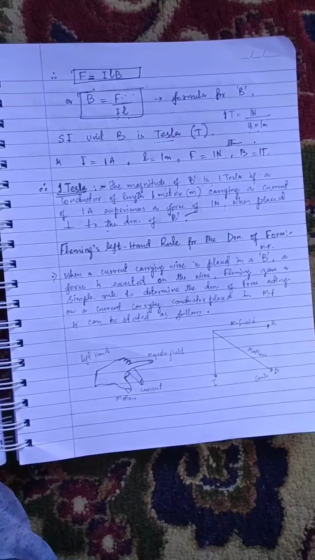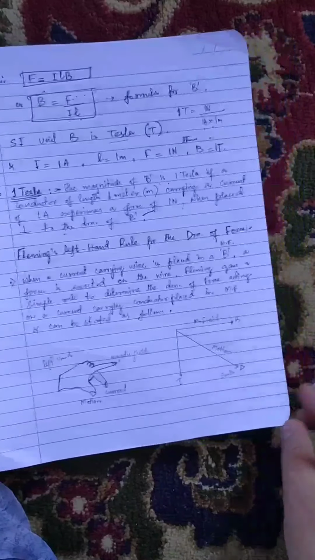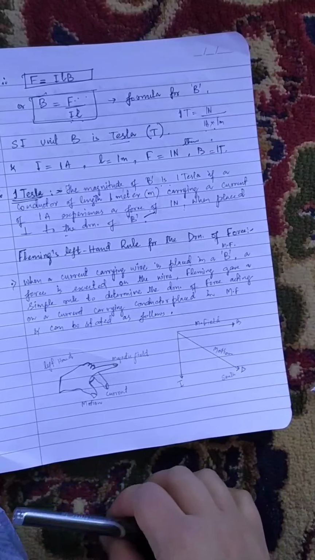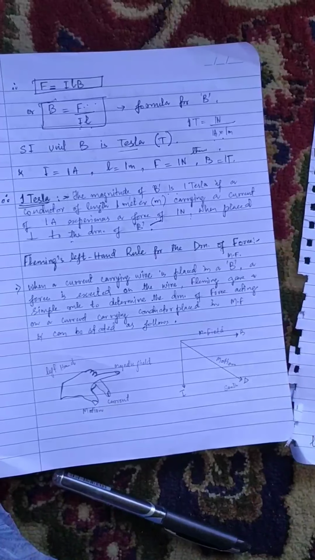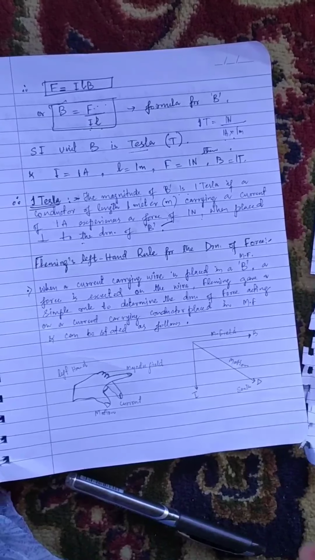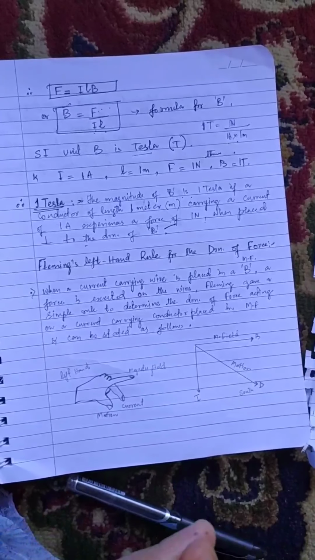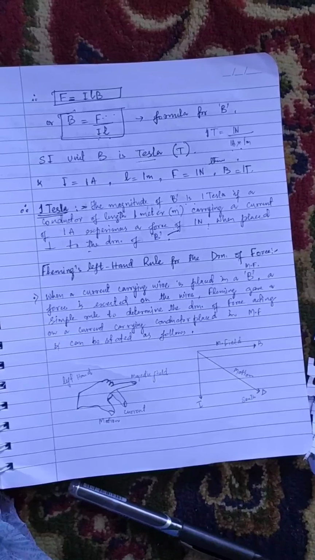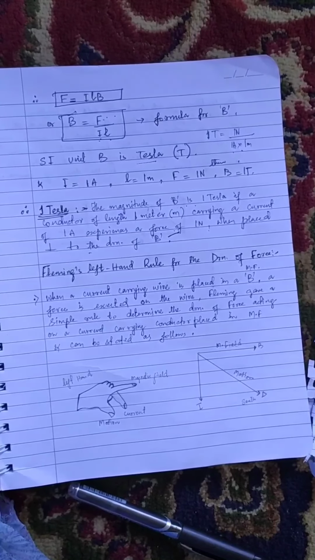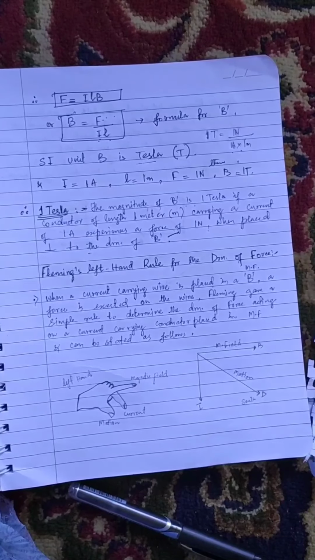And before studying Fleming's left hand rule, I will simply say कि वहाँ पे actually होता क्या है, in which direction all this happens, because before knowing the direction of force, we should know the direction of magnetic field, we should know the direction of current, then we can have the direction of force.